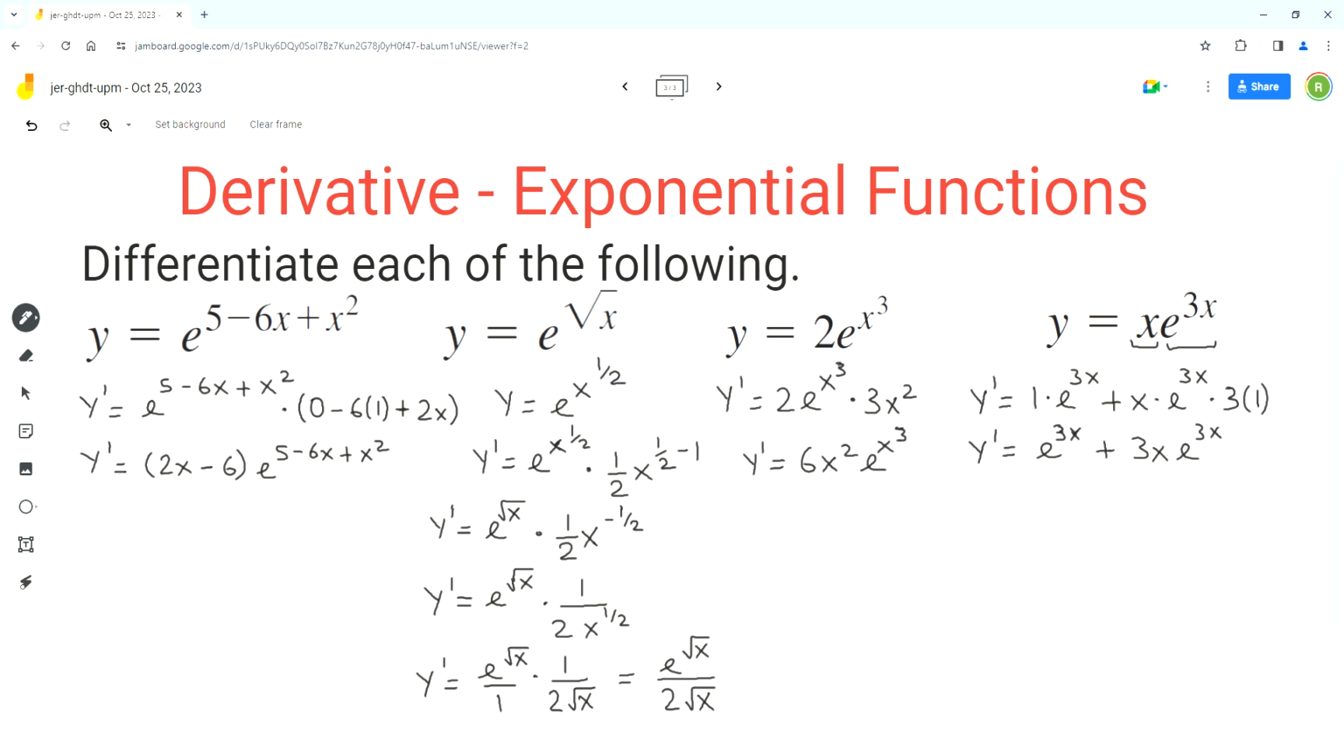Now we can simplify this equation by factoring out e to the power 3x from both terms. So in the parentheses, we are left with 1 plus 3x. So this should be the factored form of the derivative of this given function. So these are the steps you have to keep in mind to solve a problem like this one.